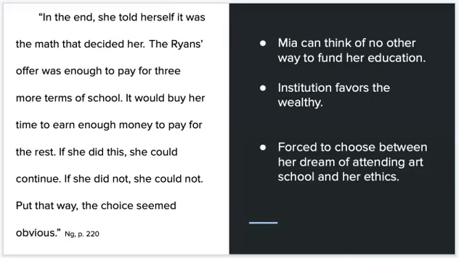So Mia can think of no other way to fund her education. She is forced into a vulnerable position by her desire to pursue an education at an institution that favors the wealthy. If she had had enough money to attend school in the first place, she never would have had to consider doing something that she believed to be morally reprehensible. Society forces her to choose between her dream of attending art school and her ethics.